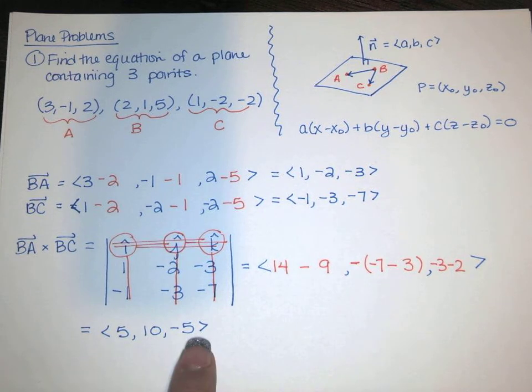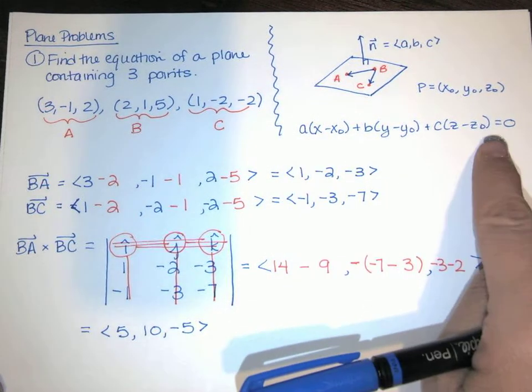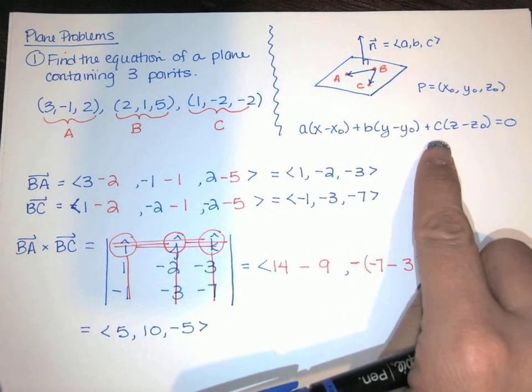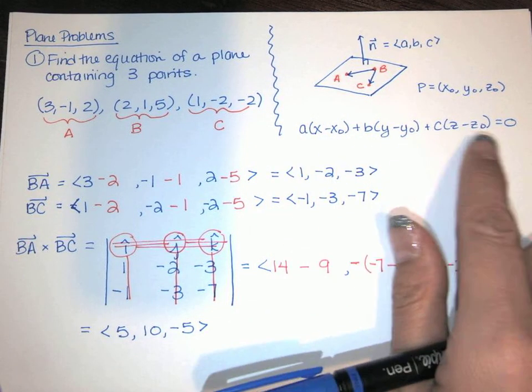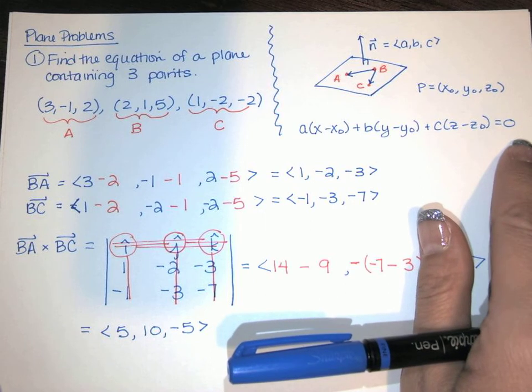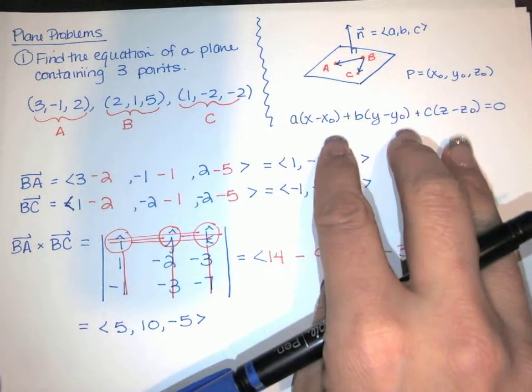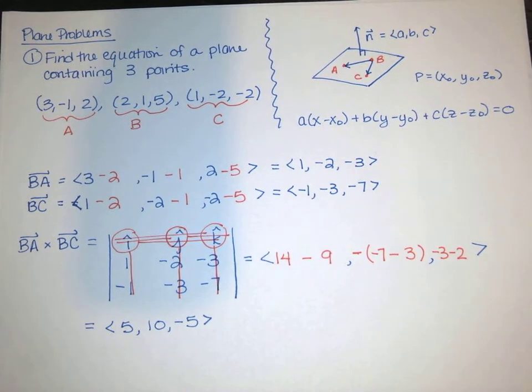We could use this vector, but it's actually 5 times longer than it needs to be. I usually like to keep my normal vector with the smallest integers possible. Because remember that 5, 10, and -5 are going to go here in this equation. We're going to have a 5, a 10, and a -5 times some quantities and equaling 0. We could take that equation and divide everything by 5 and we'd get an equivalent equation.